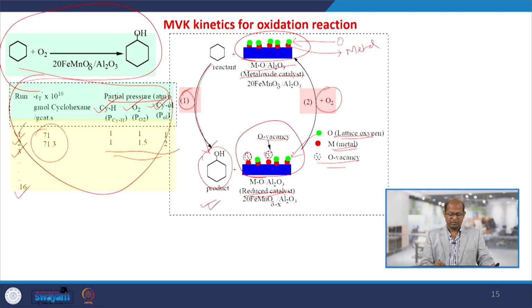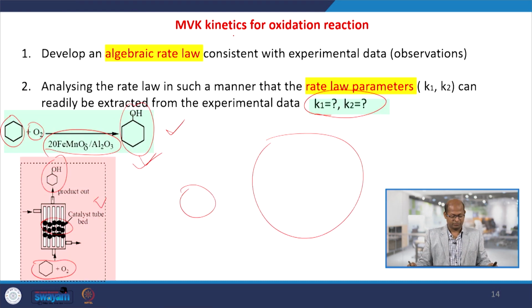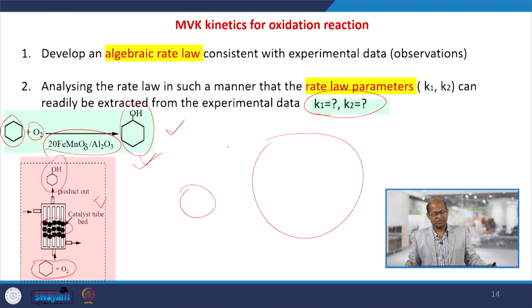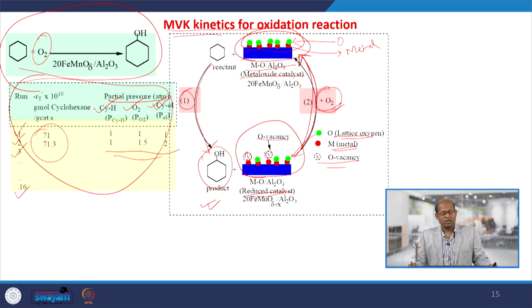The next step is that the catalyst is regenerated. Simultaneously, in the presence of molecular oxygen, which is supplied with the reactants, the catalyst regeneration takes place, and it again becomes the catalyst we had taken initially. This way the cyclic process takes place simultaneously. This type of kinetics is called the Mars-van Krevelen mechanism, a type of rate expression usually used for oxidation reactions.